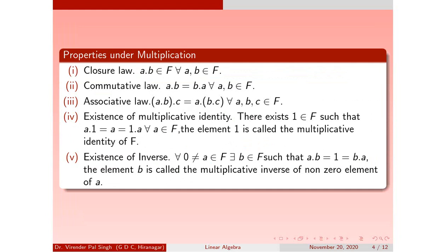an element B of the set F such that A dot B should be equal to B dot A, and it should be equal to the multiplicative identity of that set 1. Then the element B is called the multiplicative inverse of that non-zero element A.